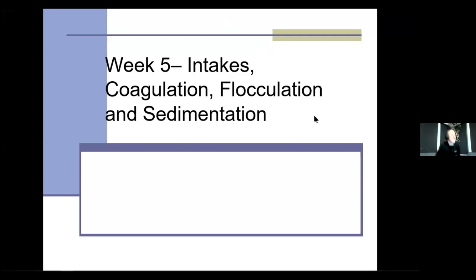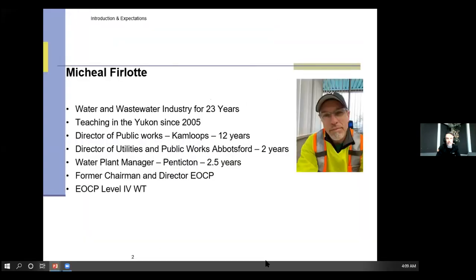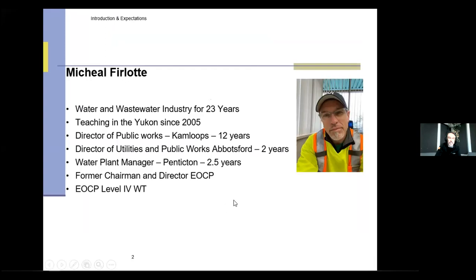All right, so this is the intakes, coagulation, flocculation. So let's get right in. Just a reminder, my name is Mike. I've been doing this for close to 25 years in the industry, both as an operator and in the management setting. I've been teaching since 2005, especially specialty climates, such as the one we talked about a little earlier. I like a challenge when we teach.